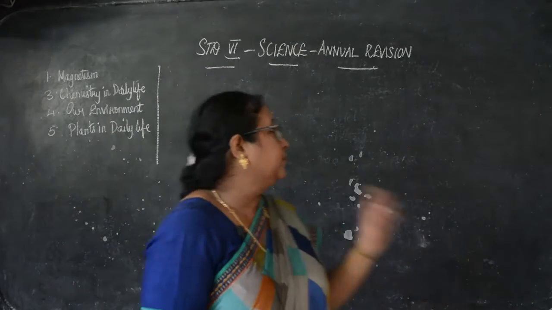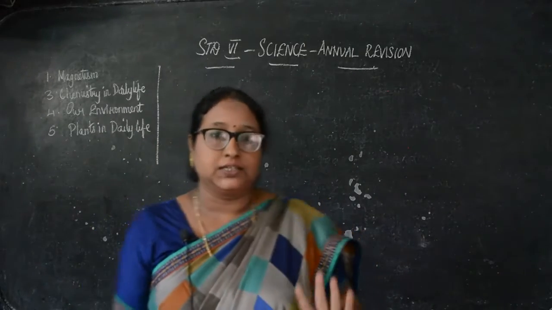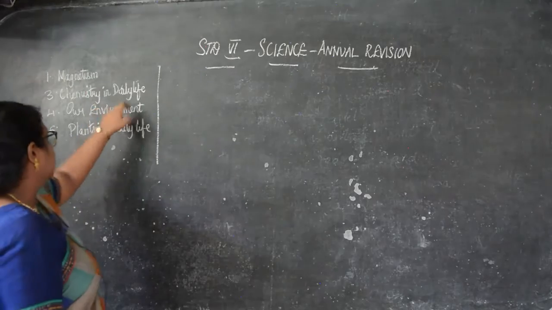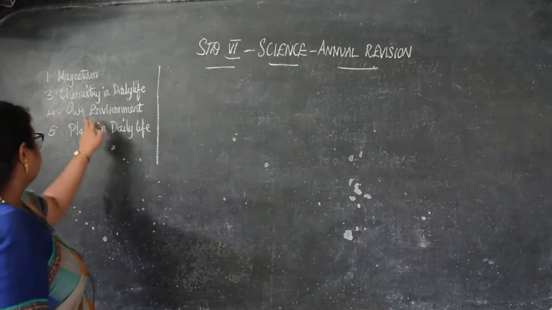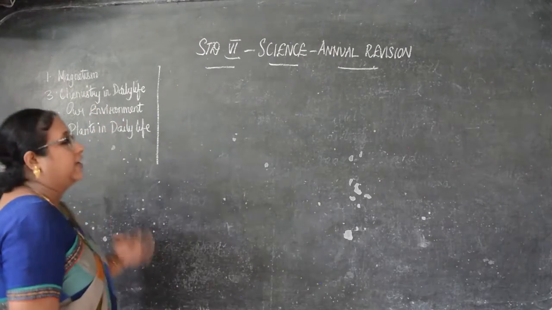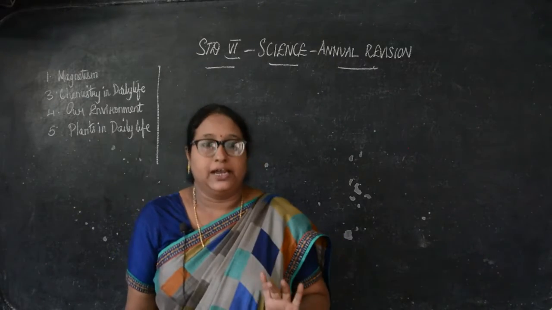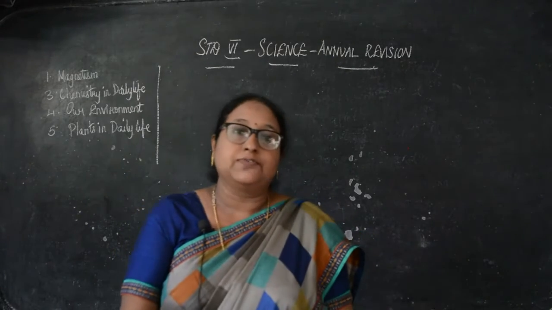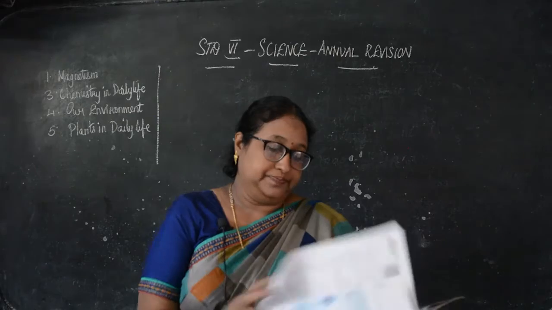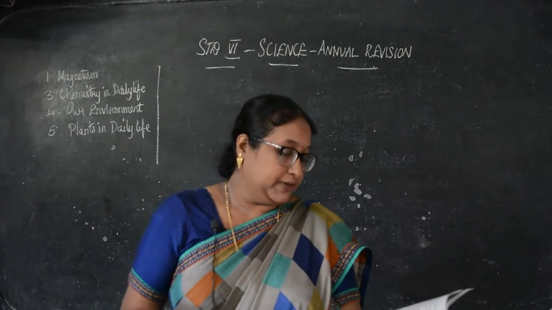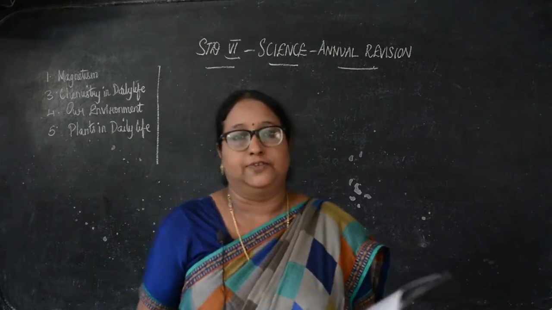And I'm going to give you from 4 lessons. That is lesson 1, magnetism. Then lesson 3, chemistry in daily life. And lesson 4, our environment. And lesson 5, plants in daily life. From these 4 lessons, I'm going to give you annual revision. Okay. Now first we'll see from lesson 1, magnetism. So first we'll see choose the correct answer from all the 4 lessons.